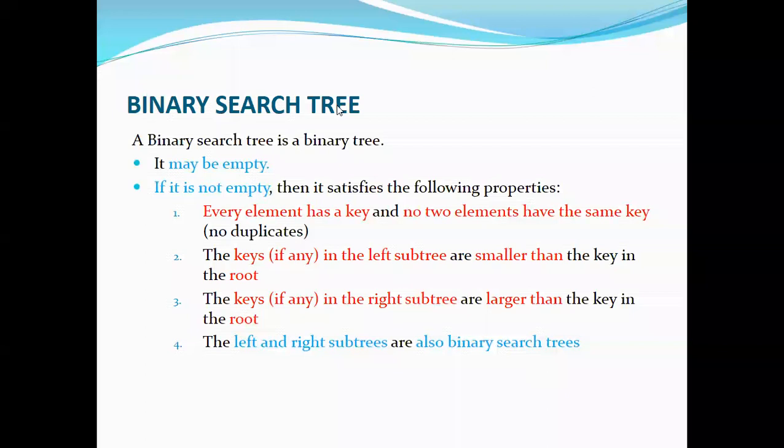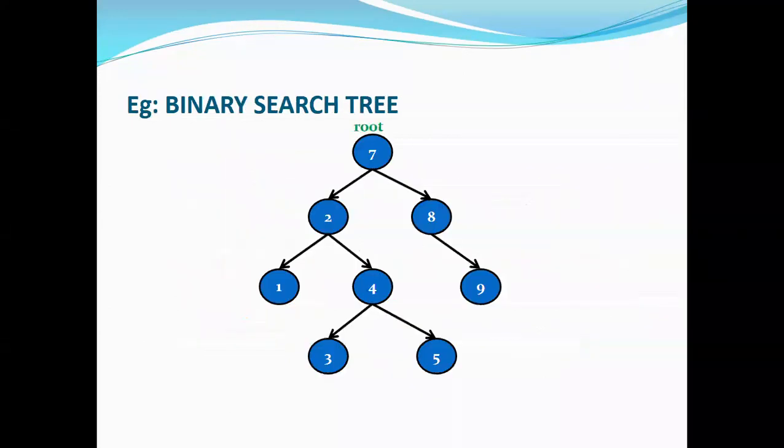So a binary search tree is also a binary tree with some extra properties. That is, it may be empty or it may not be empty. If it is not empty, then it should satisfy the following properties. Every element has a key, and no two elements have the same key. Then the keys in the left subtree should be smaller than the key in the root, and the keys in the right subtree should be larger than the key in the root. Also, the left and the right subtrees are also binary search trees.